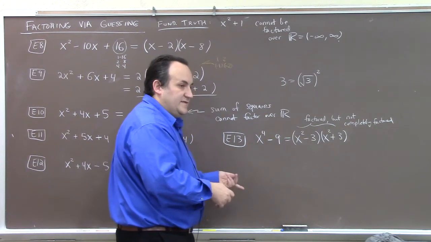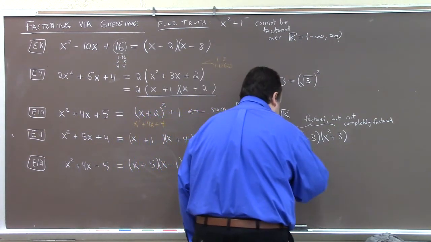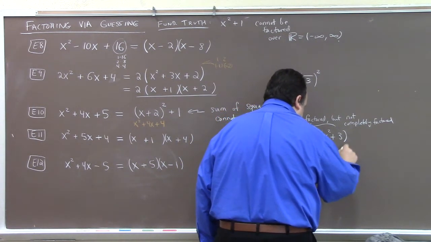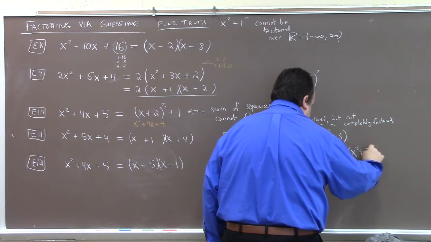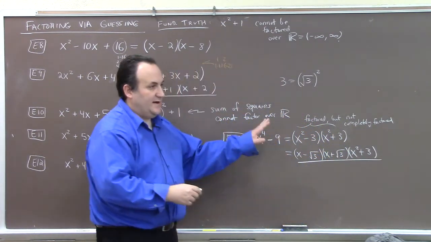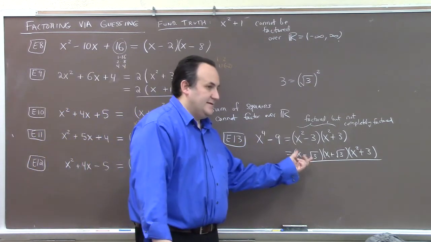But x squared minus 3, well, that we could factor. That is x minus the square root of 3 times x plus the square root of 3 times x squared plus 3. This, now, is completely factored. You cannot break that down further. Those are like atoms. They can't be divided.